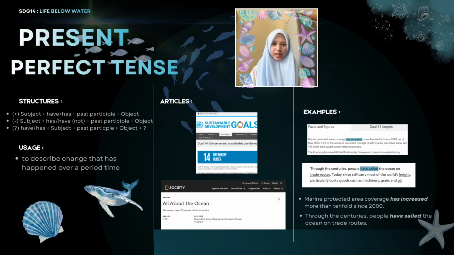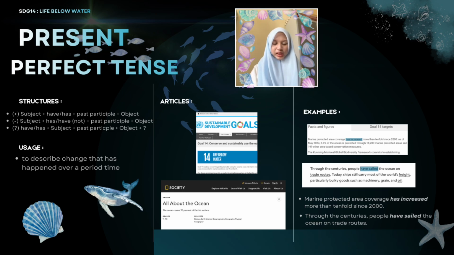For the structure, there are three forms. For the positive form, we use subject plus have or has plus past participle and object. For the negative form, we add not after have or has. And for the questions, we put have or has before the subject. The main usage of the present perfect tense is to describe a change that has happened over a period of time. For example, from the article, we can see the sentence, "Marine protected area coverage has increased more than tenfold since 2000." The phrase "has increased" shows a change that started in the past and is still relevant until now.